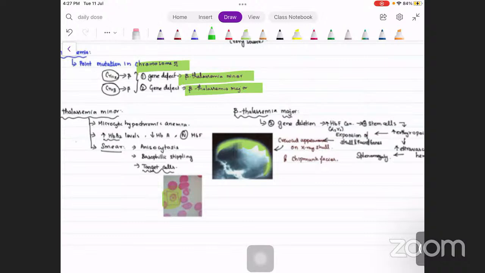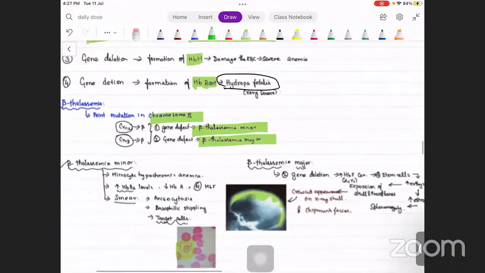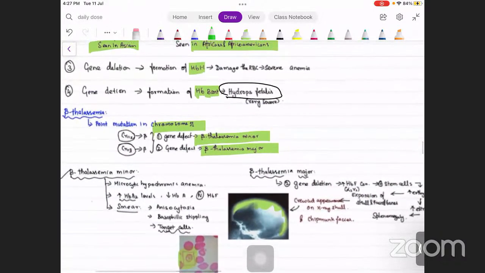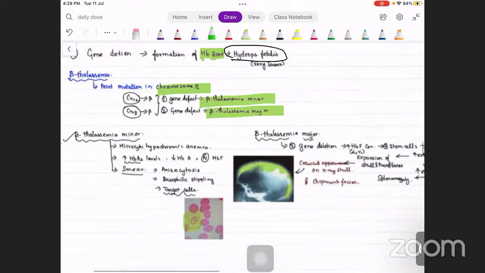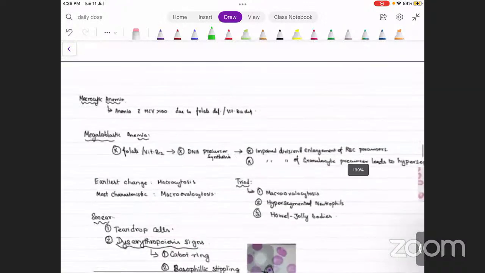Okay, chromosome 11. Alpha thalassemia, 4 gene defect. 1 gene defect, silent. 2 gene defect, then there is cis or trans. Cis is seen in Asians and trans is seen in Africans. And 3 gene, formation of HbH, and you see severe anemia. 4 is Hb Barts, where you see the hydrops fetalis. So with this, we have completed microcytic anemia.